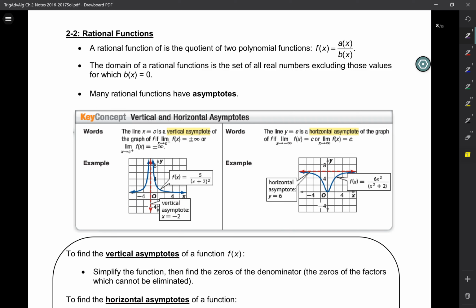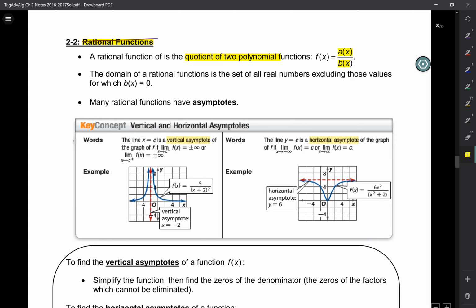All right, so this section is on rational functions. And one thing about what a rational function is: a rational function is when you basically have a fraction, right? And you have variables in the numerator and in the denominator. So it's the quotient of two polynomial functions. So you've got a fraction and you've got a function on top and a function on the bottom.